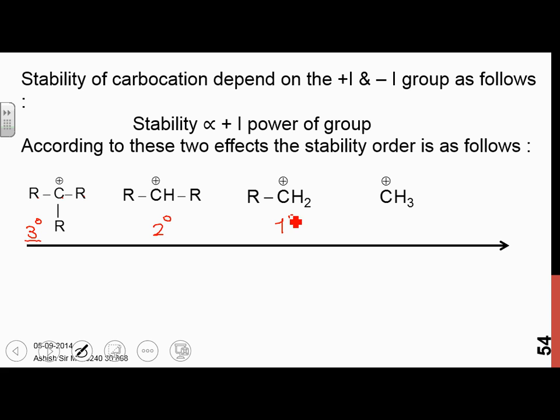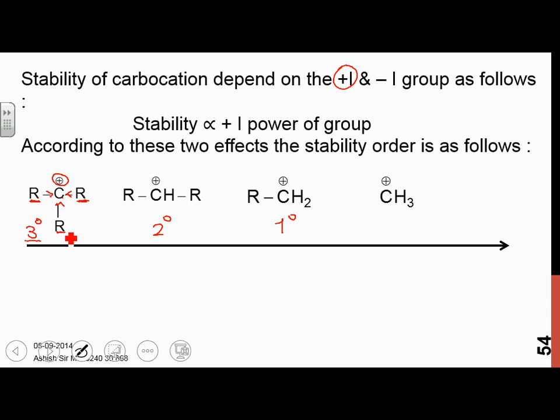that means it is directly associated with 3 alkyl groups. Directly associated with how many? 3 alkyl groups. And alkyl groups are basically positive inductive groups. Alkyl groups are normally positive inductive, so this alkyl is going to donate electrons to the positively charged carbon. Now, this carbon is already positively charged, and there are 3 alkyl groups which are supporting and donating electrons to this carbon.